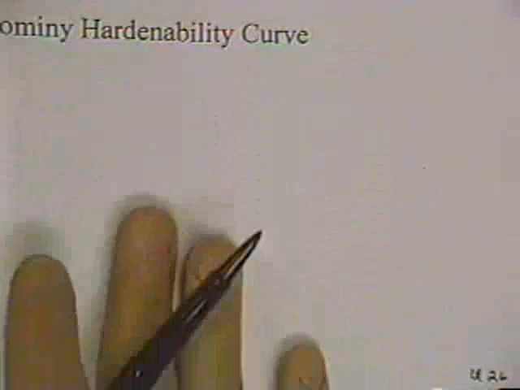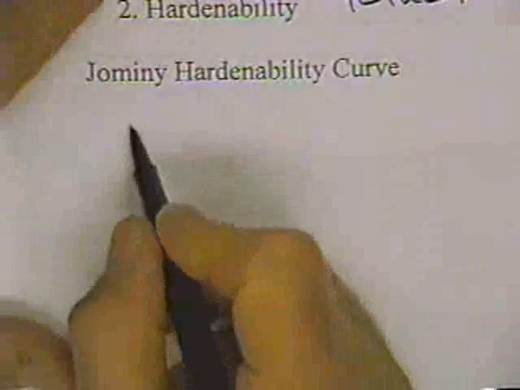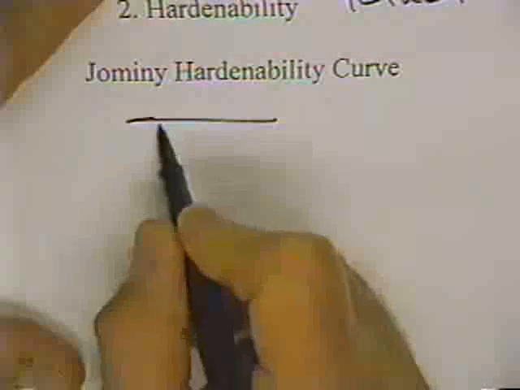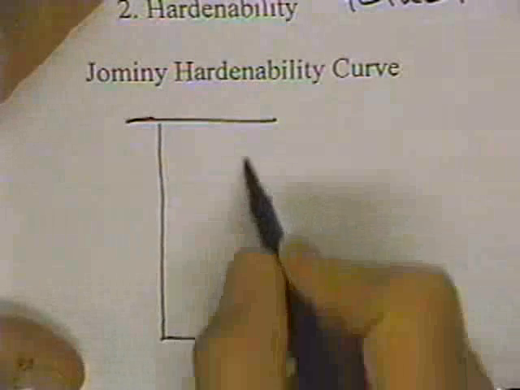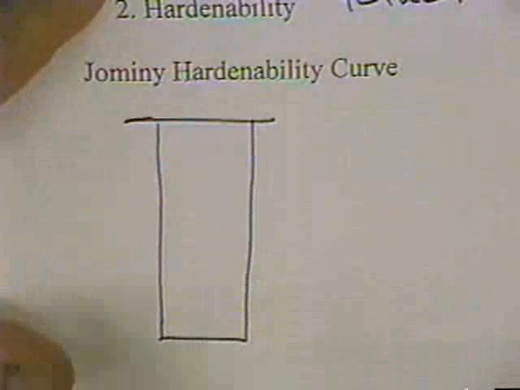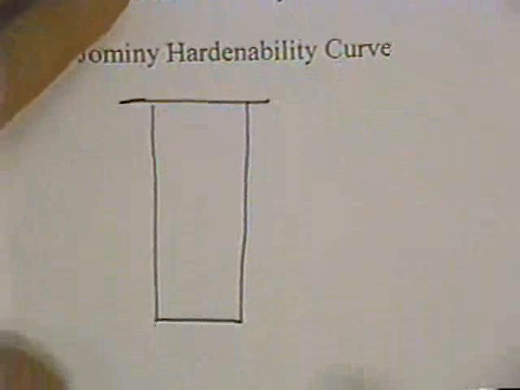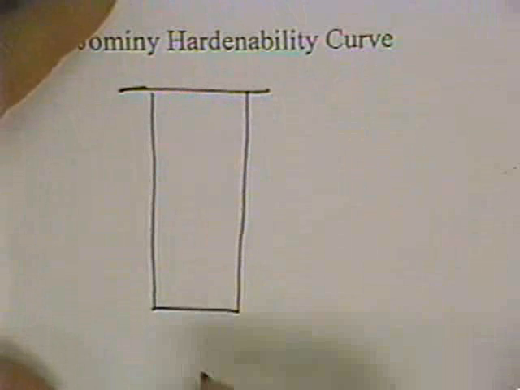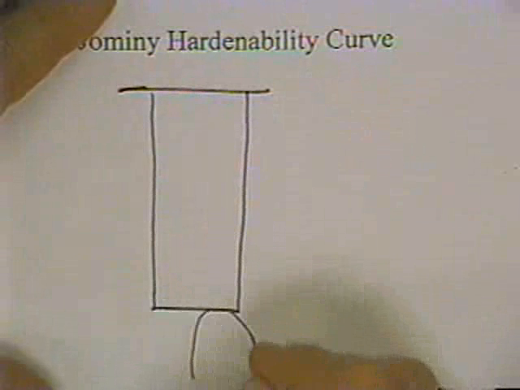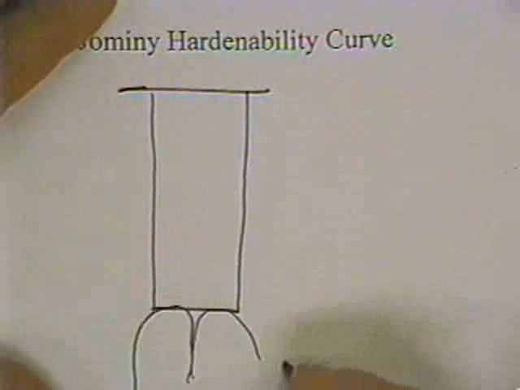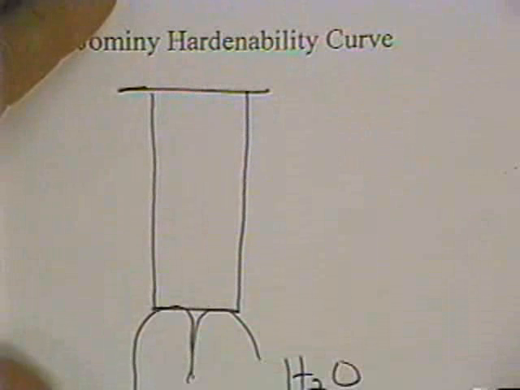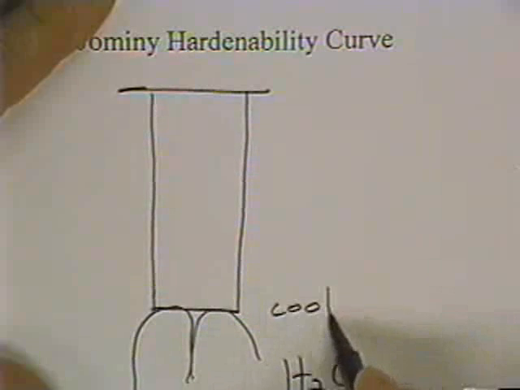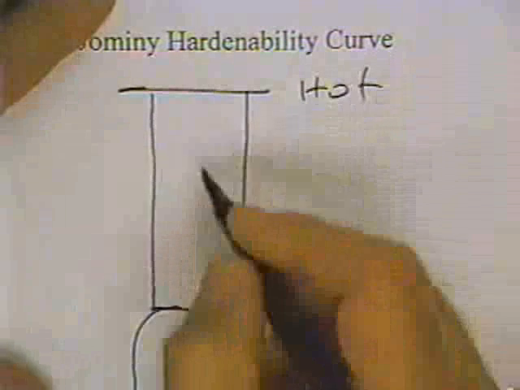Now the Jominy test is interesting. You have a piece of steel. It's about 4 inches long. It's 1 inch in diameter. You austenitize it or heat it in the austenite phase field. You quickly move it and you spray or you put water on this one end. So this is cool. This is hot.